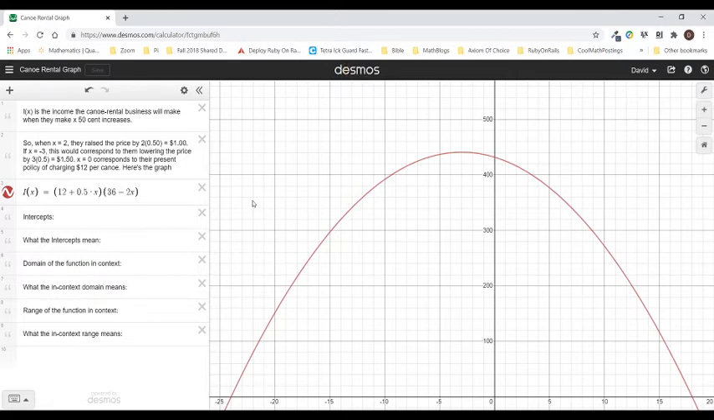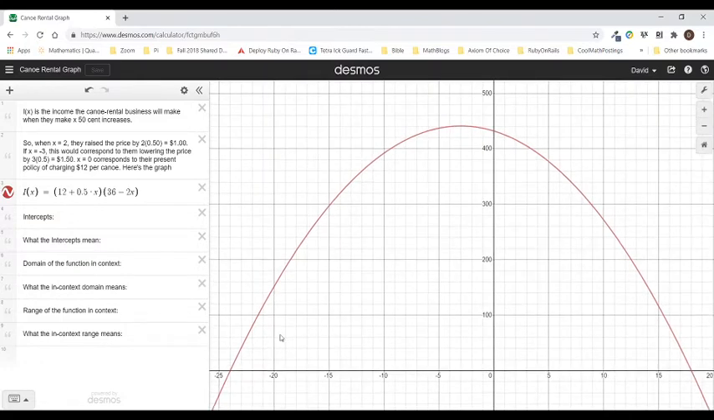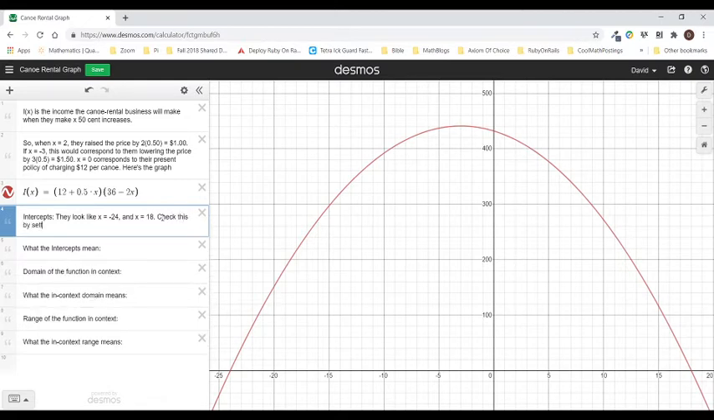It says intercepts. What I'm going to do is try to read off the intercepts first, and then we'll check it. It looks like the intercepts are negative 24 way over here, and maybe 18 over here. So I'm going to say they look like X equals negative 24 and X equals, it looks like 18. Now how would I check that? By setting each factor of I of X equals 0, and sure enough we get negative 24 and 18. So those are the right intercepts. That's exactly right. Now what does that mean?